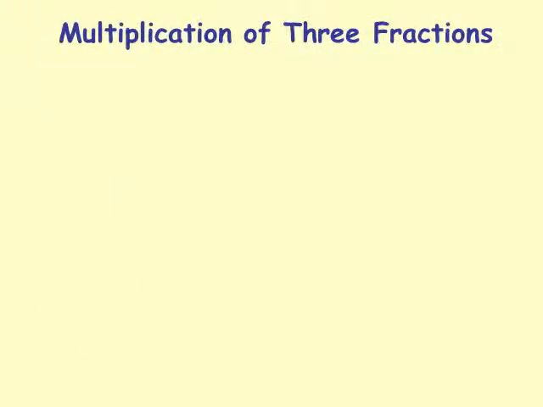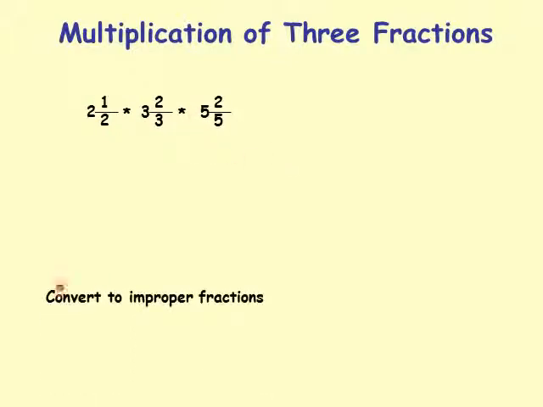Now we'll do an example with a multiplication of three fractions. Let's continue here: 2 1/2 times 3 2/3 times 5 2/5. First, we have to convert all these mixed fractions to improper fractions. Let's see what happens. What do we do?